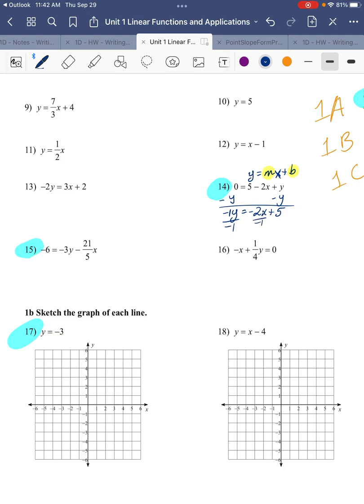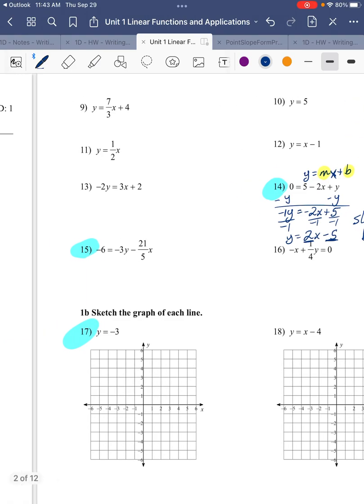I'm going to divide everything by -1, which just changes the signs of each term. So -2 divided by -1 is 2. Positive 5 divided by -1 is -5. Our slope now, since it's y equals mx plus b, is 2, and our y-intercept is -5, or subtract 5.